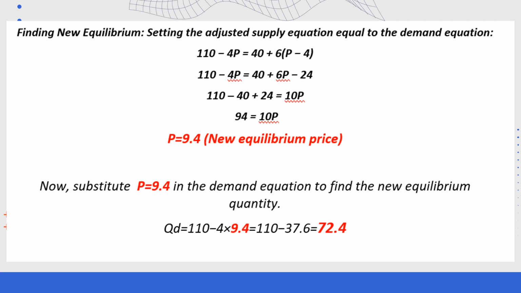So in order to determine the new equilibrium quantity, it's enough just to replace the p with this new equilibrium price, in any of these functions. For instance, the demand one: 110 minus 4 multiplied by 9.4, and in the end we have 72.4. So that's the new equilibrium quantity.